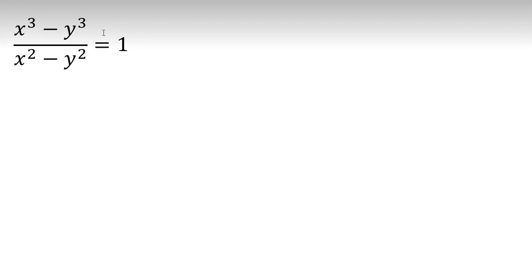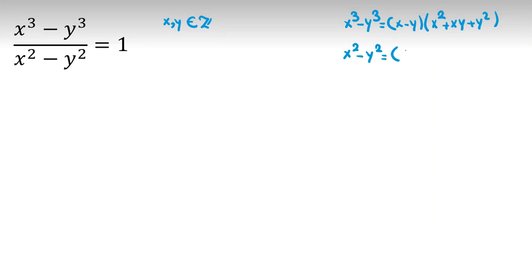(x cubed minus y cubed) over (x squared minus y squared) equals 1. Okay, so let's factorize. We have two identities. The first one is x cubed minus y cubed equals (x minus y) times (x squared plus xy plus y squared). Let me tell you, in this problem x and y are integers. The second identity is x squared minus y squared is (x minus y) times (x plus y).